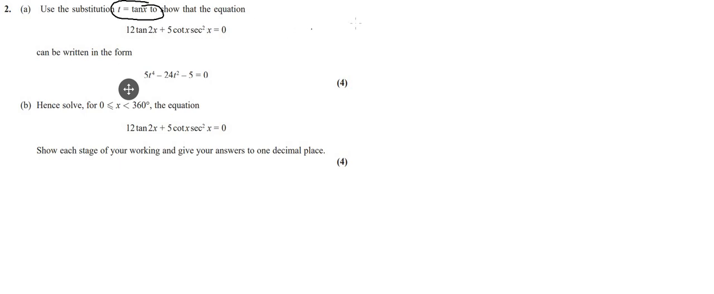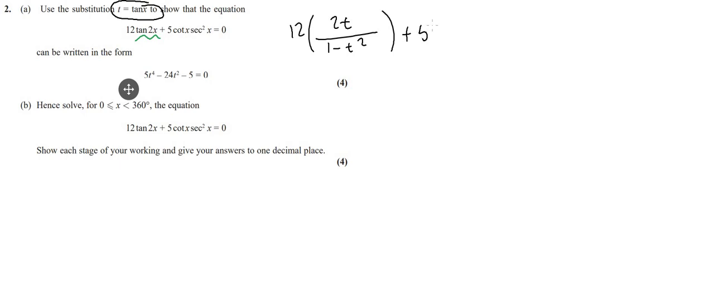Right, so let's look. So we've got 12 tan 2x. Okay, well, that means that I've got 12 times a double angle. So what's the double angle formula? Well, t is tan x. Okay, and our double angle formula is 2 tan x over 1 minus tan squared x. So that will give me 2t divided by 1 minus t squared. So that's using our double angle formula.